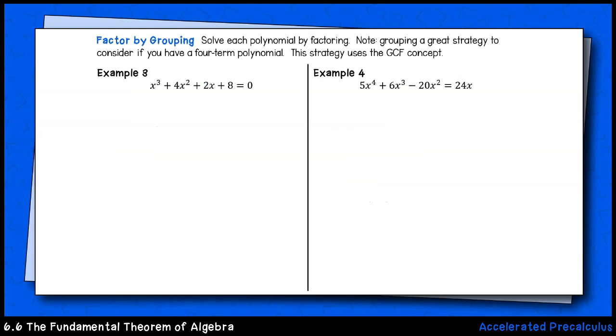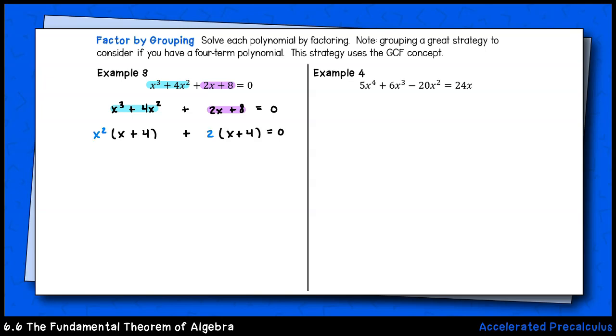Let's look at example 3, where we'll use grouping. Grouping is a great strategy to consider if you're working with a polynomial of 4 terms. What we're going to do here is start by looking for a GCF. Since there's none, we'll instead pair my first and second terms and third and fourth terms together and look for a GCF within each pair. In my first pair, I can factor out x squared, leaving an x plus 4 in parentheses. In my second pair, I can factor out a 2, leaving an x plus 4 in parentheses again.